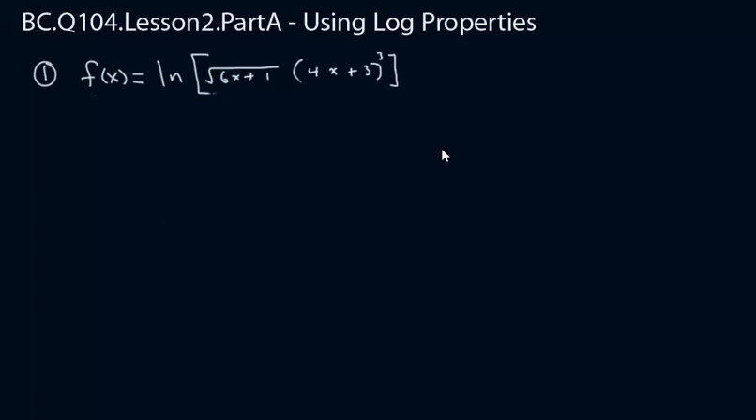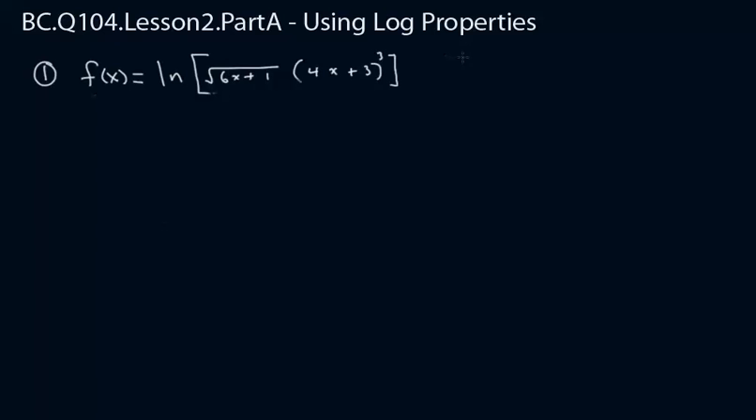This is part A of lesson 2. It's the first part of lesson 2. In this section, what we're going to do is find the derivative of a function that has a natural log, and we're going to use properties of logs to make it easier.